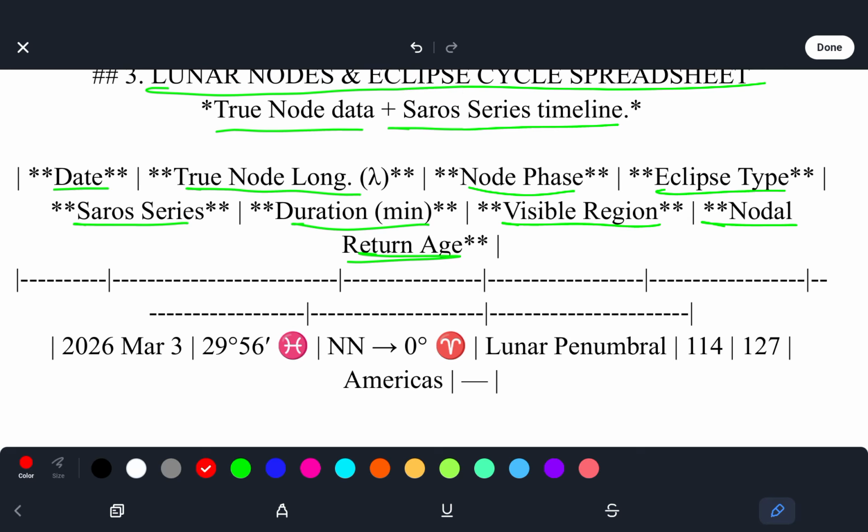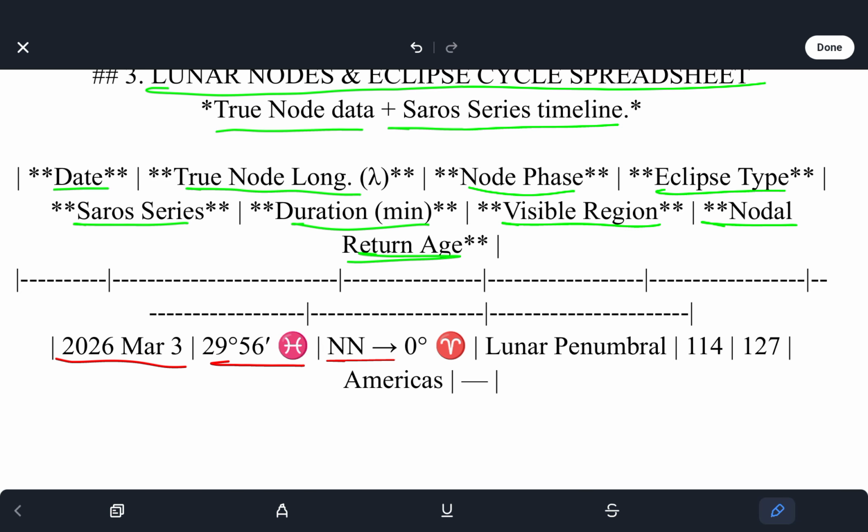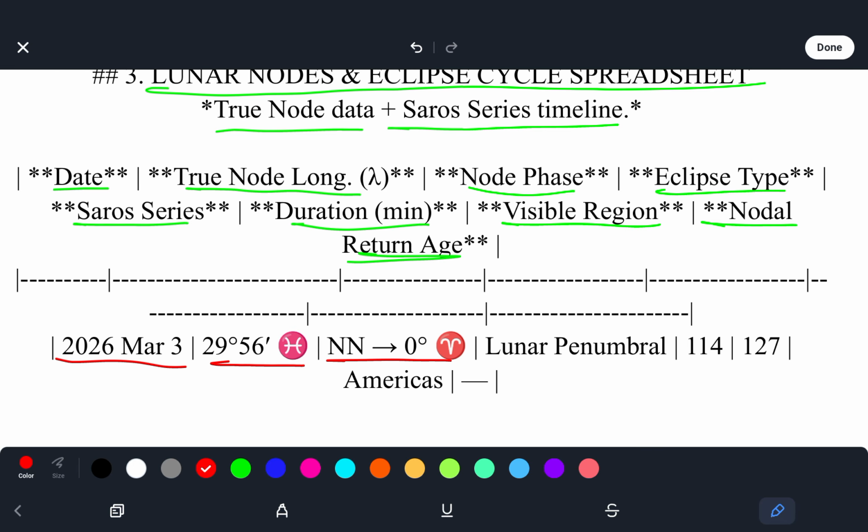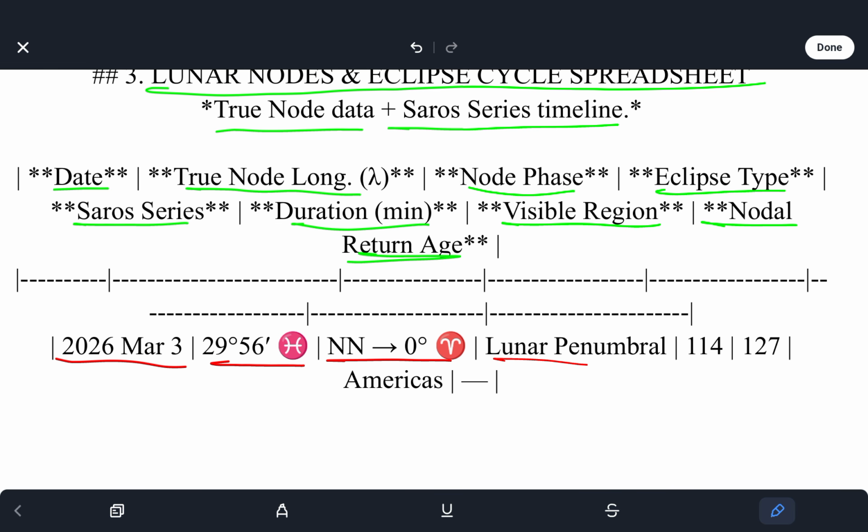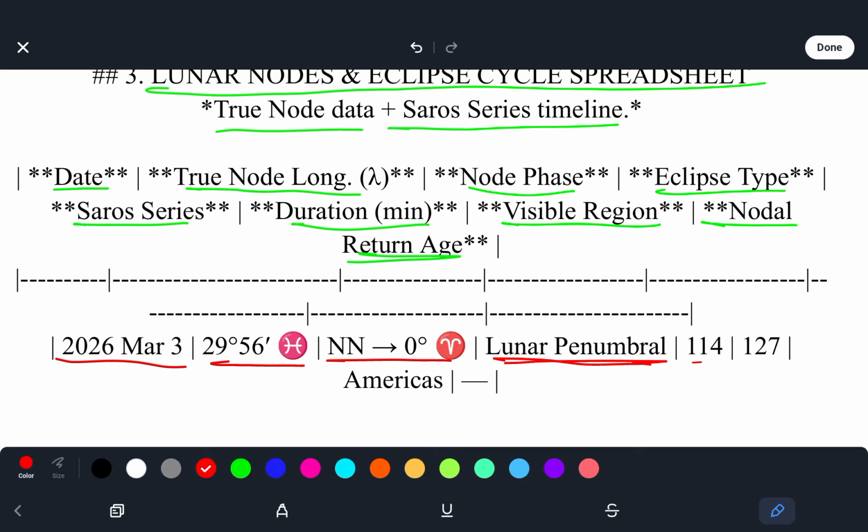So for example, we see the date, March 3rd, 2026. The TNL, true node long, is 29 degrees 56 Pisces. The node phase is North Node Rahu, 0 degrees Aries. The eclipse type is lunar penumbral. The Saros series is 114. The duration is 127 minutes. Visible region, nodal return age, we don't know, but we do know the visible region is Americas.